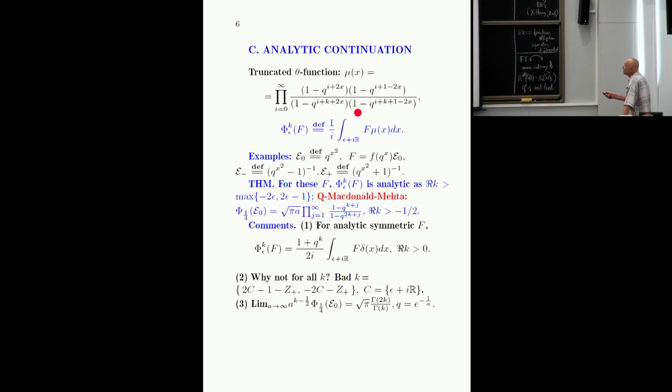Now I'm going to integrate with this measure. Capital F here can be Gaussian, it can be Gaussian multiplied by a reasonably good Laurent series, or it can be something which I need for zetas, E minus and E plus. E plus will be our main guy. Okay, so the theorem now is about analytic continuation.